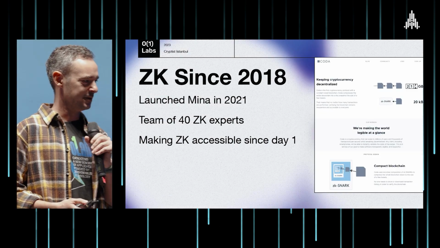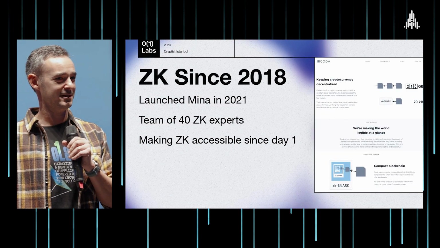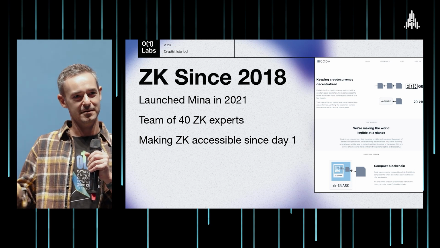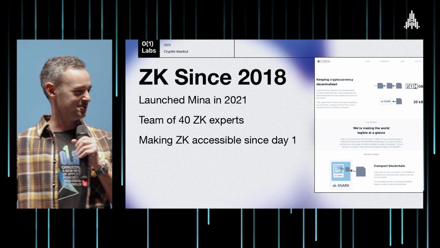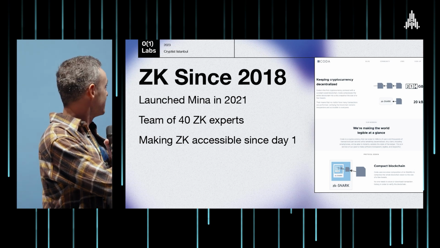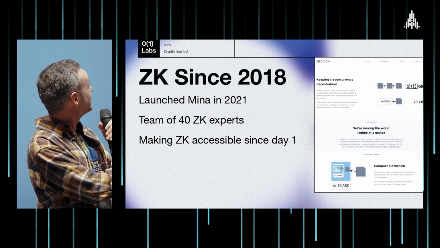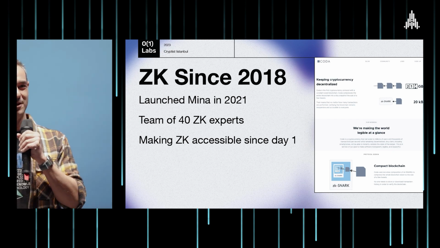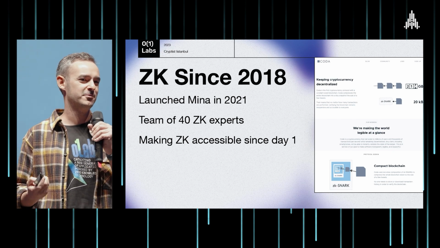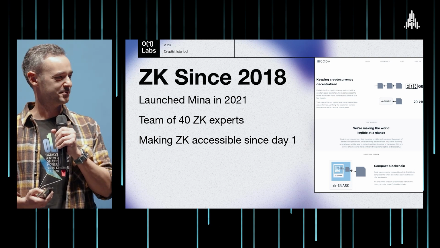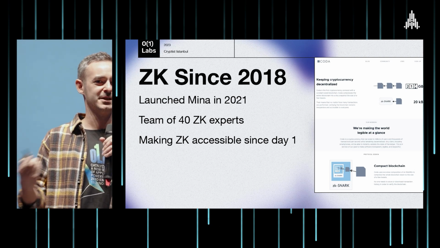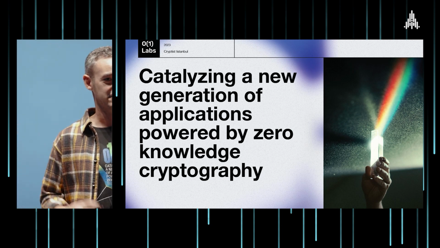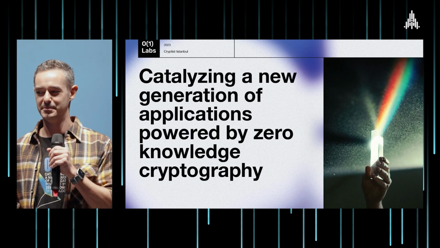Real quick about O1 Labs. We've been in this space since 2018, one of the, I would say, OGs. The Mina blockchain back in the day was called Coda, so this is actually a screenshot of the website from 2018, so you can see the original vision, which is still the same. And we launched it on mainnet in 2021, and right now we have a team of 40 ZK experts, and our focus has been to make this whole thing accessible. In fact, this is our mission as a company, to catalyze this new generation of applications thanks to this amazing technology.